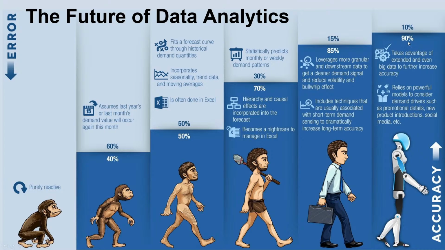So, 90% accuracy, taking advantage of extended and even big data. For example, we look at the macro effects of the sales of the whole country, or we look at social media chatter, social media information, or unstructured data. And technique-wise, we rely on powerful models and demand drivers like promotion details, new product information, etc.